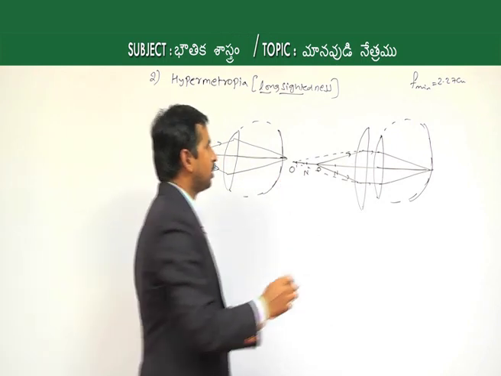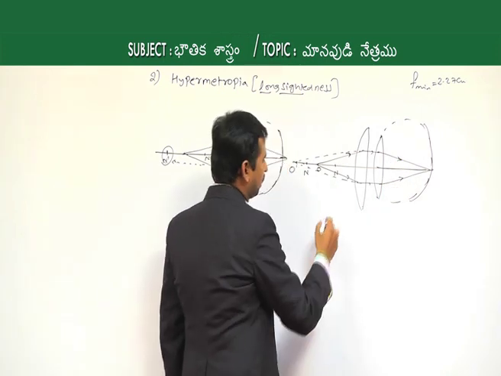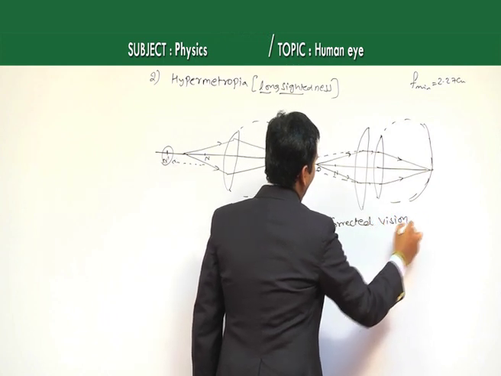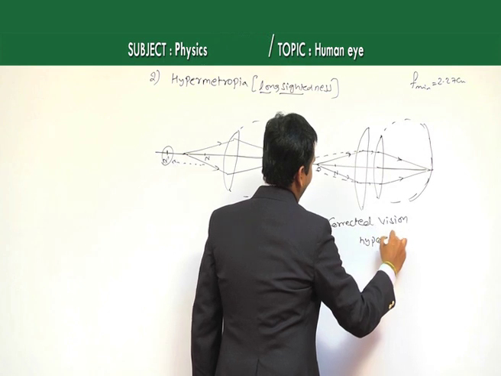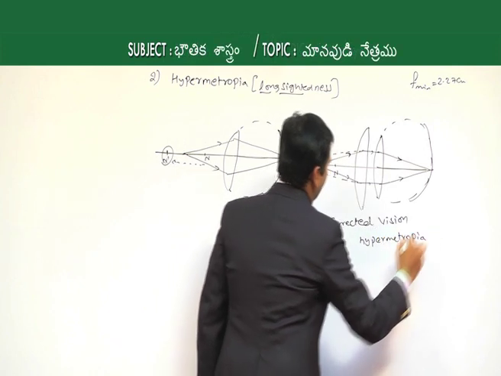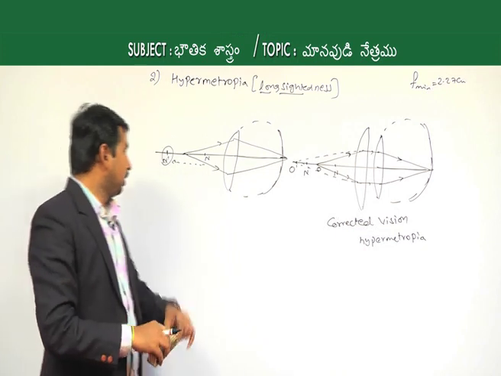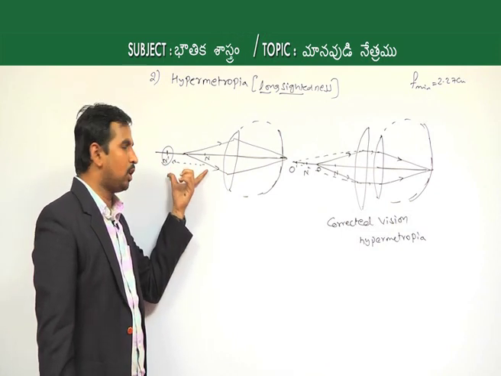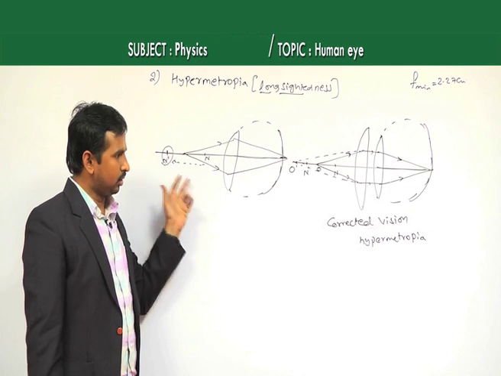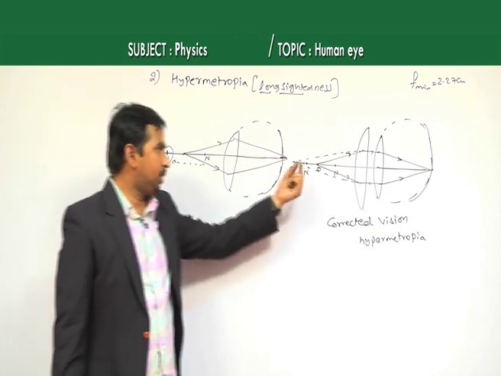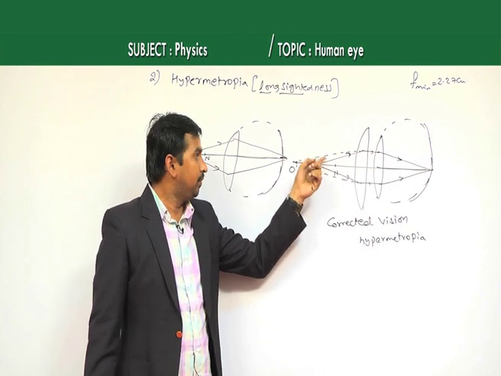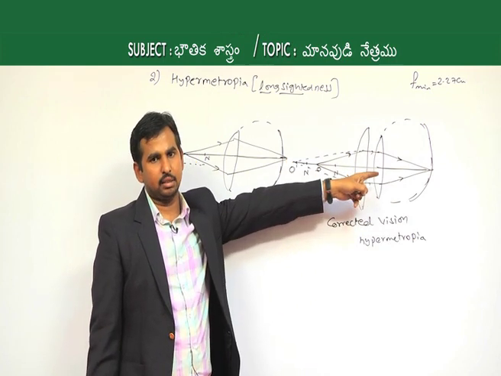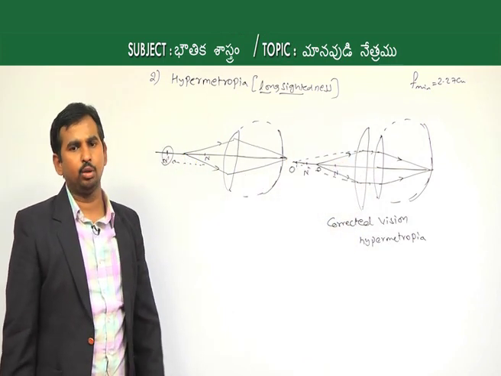So this is the correction for hypermetropia. This is the corrected vision of hypermetropia. Very simple, only one thing: we can see the object if it is after n dash. The problem is coming only if the object is between n and n dash. So we are making the object between n and n dash appear to be after n dash by using a convex lens. That is the correction for hypermetropia.